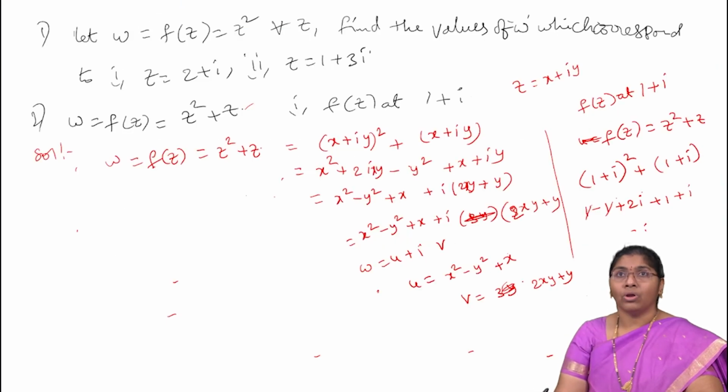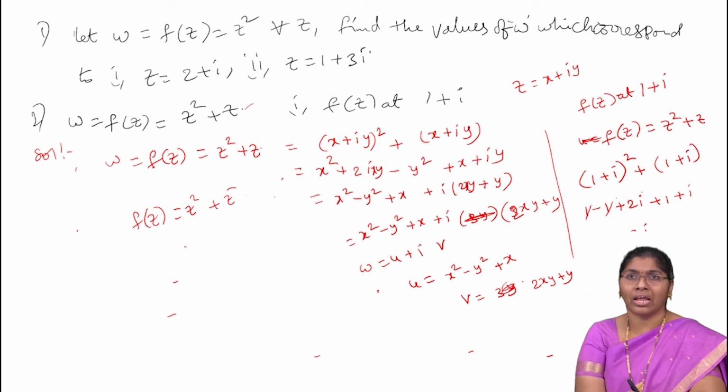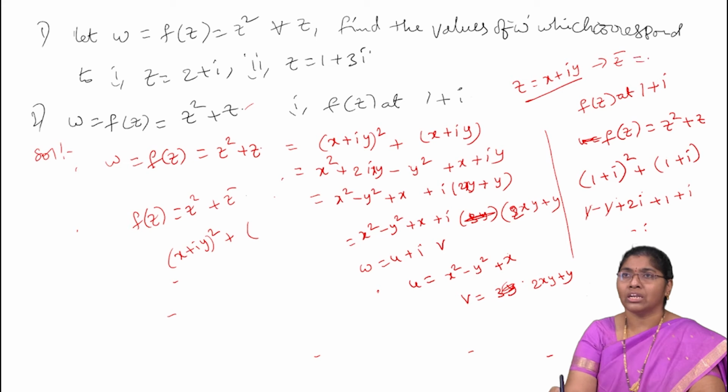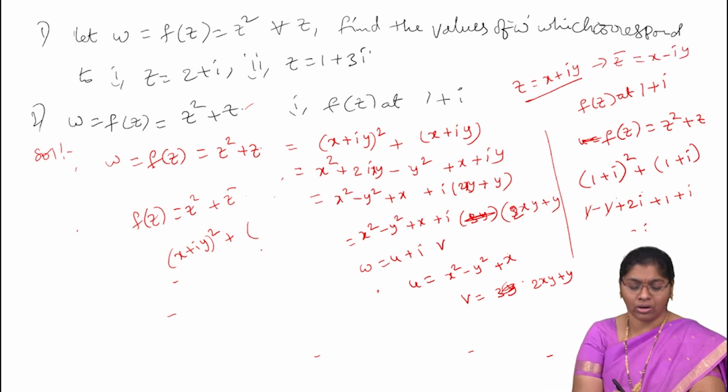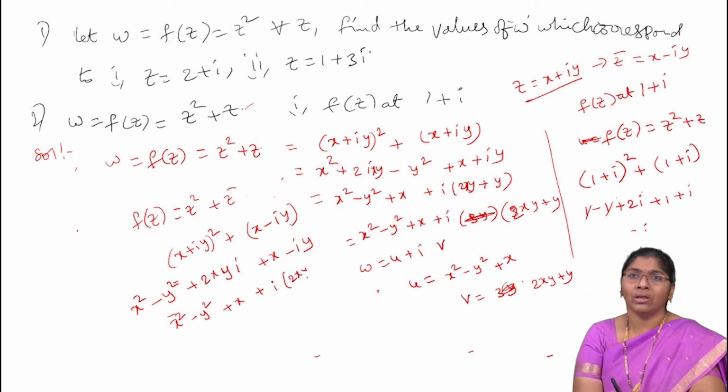solving. For example, they are given f of z equal to z square plus z bar. Otherwise, we are giving it like this: (x plus iy) whole square plus z bar, where z equal to x plus iy. And what about z bar? z bar is x minus iy. Substituting that, x minus iy. Then this is x square minus y square plus 2xyi plus x minus iy.